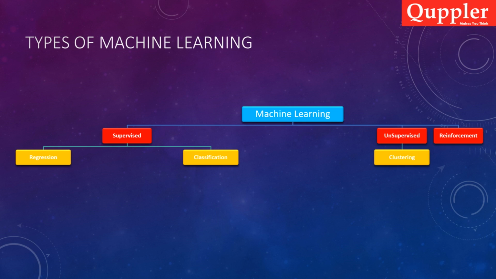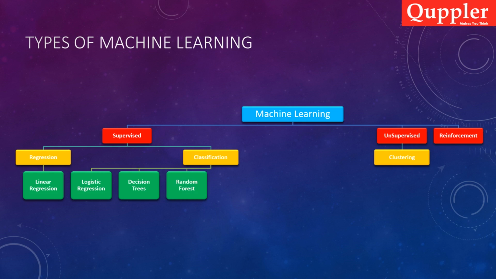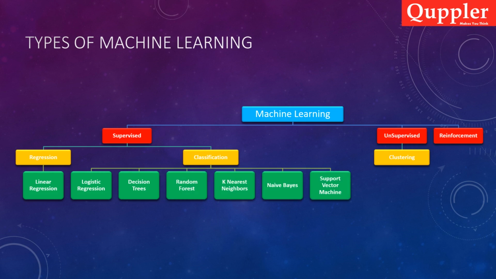Now, going deeper into regression, we have algorithms. The next layer contains the algorithms that each type of machine learning contains. For example, in regression we have linear regression, in classification we have logistic regression, decision tree, random forest, k-nearest neighbor, naive Bayes, and support vector machine. And in clustering we have k-means clustering and principal component analysis.